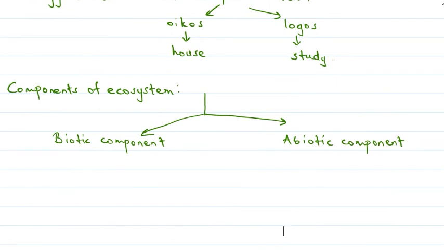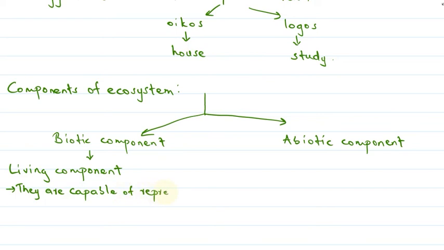Biotic components or biotic factors are actually the living component. It is also known as the living component. It involves the living organisms in it, and hence it is also known as the living component. As they are living, they are capable of reproduction. So this is the living component. It includes all the living organisms in an ecosystem.